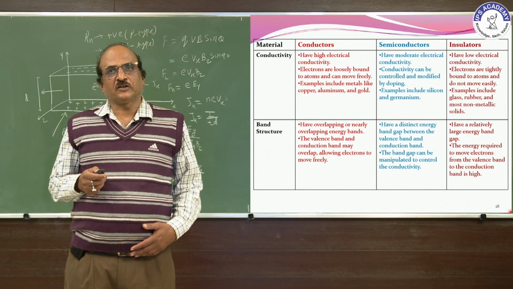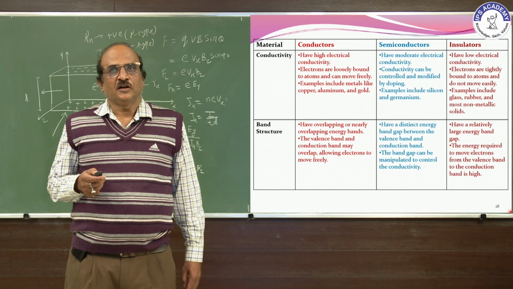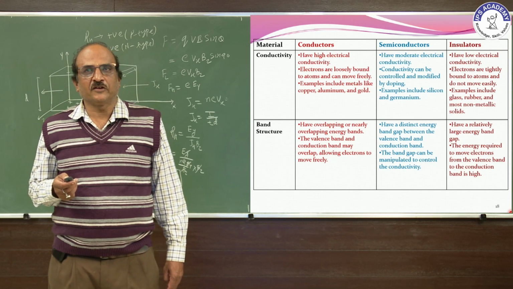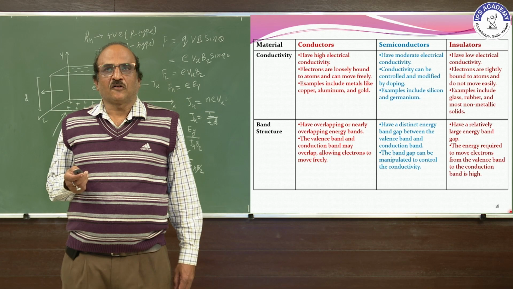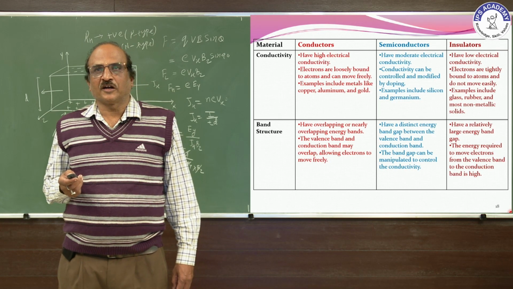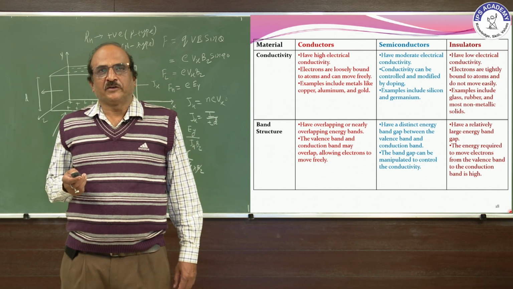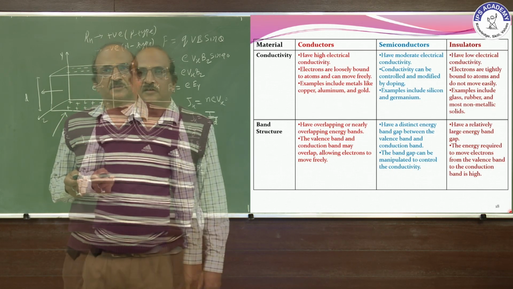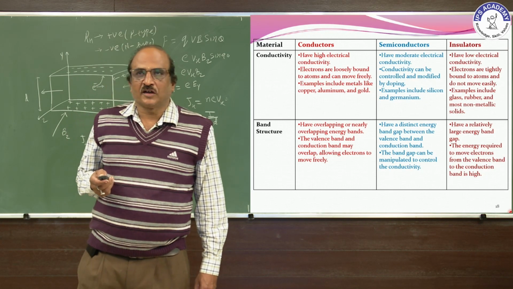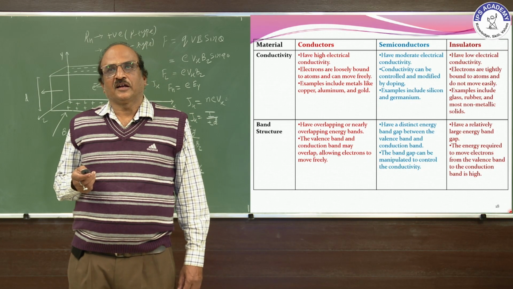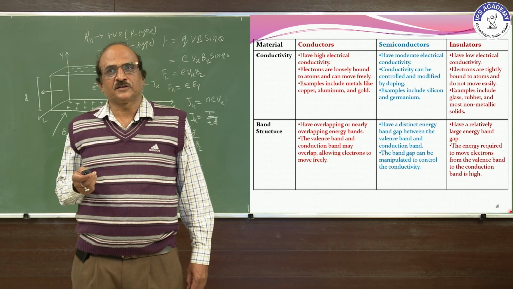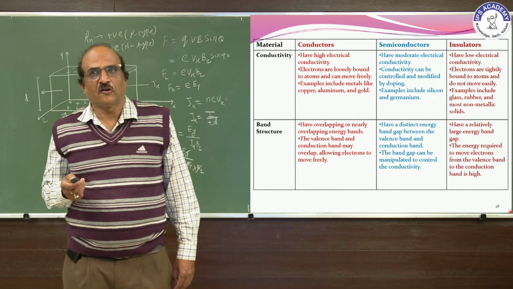On the basis of conductivity, conductors are highly conductive. Electrons are loosely bound to atoms in conductors and can move freely. Examples are copper, aluminum and gold. Semiconductors have moderate electrical conductivity, between conductors and insulators. Examples are silicon and germanium. Insulators have low electrical conductivity and electrons are tightly bound to atoms and do not move. Examples are glass, rubber and non-metals.